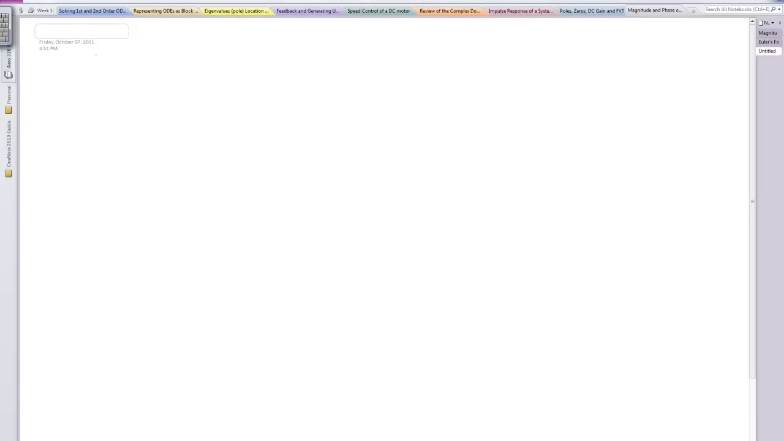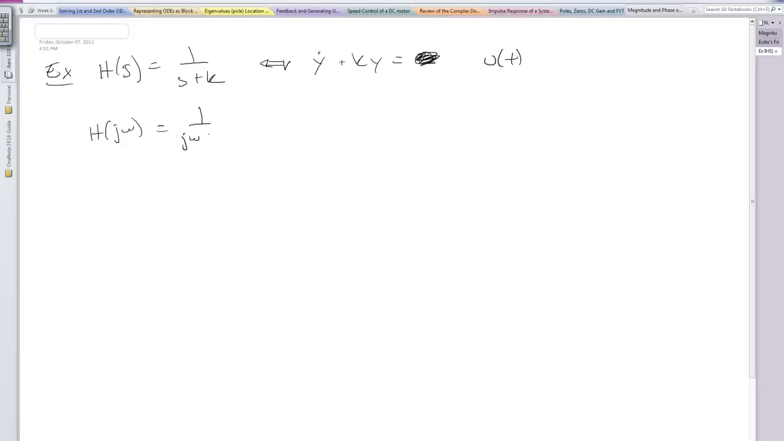So to do an example, let's say that H of s is equal to 1 over s plus k, so it's standard first order form. This would come from a transfer function or a differential equation like y dot plus ky equals some f of t, or let's call it u of t. And so then I can look at H of j omega as 1 over j omega plus k.